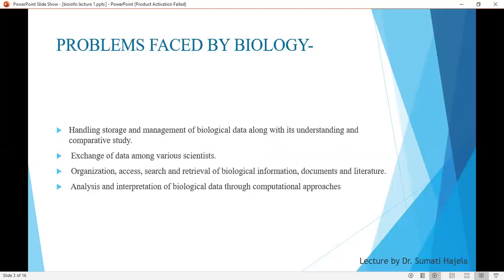Exchange of data among various scientists was also difficult because people study biology all over the world, and if it is not possible to exchange their data, it becomes difficult to analyze anything for the betterment of biology and human beings. Then the organization, access, search, and retrieval of biological information was thus difficult. Again, analysis and interpretation of biological data through computational approaches were impossible.